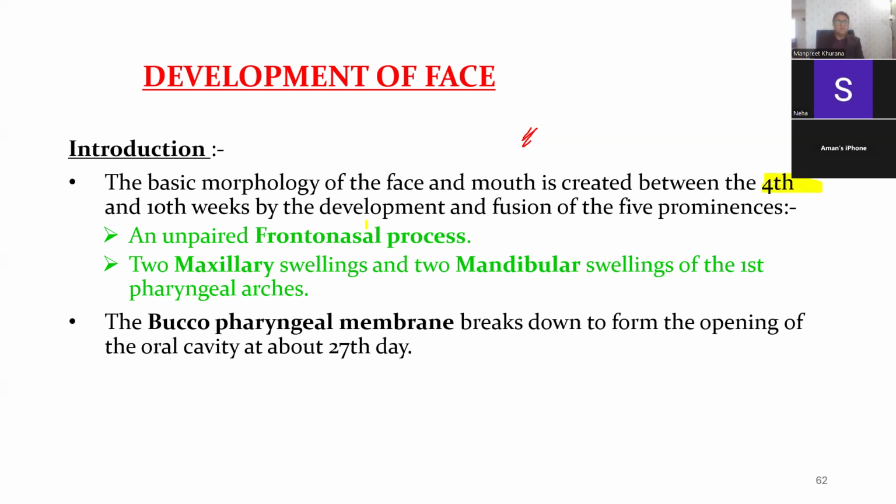Now the basic morphology of the face and the mouth is created between the 4th and 10th week. So what we are going to do now is complete embryology, the full topic, and then we'll start the next topic after the break. There are 5 prominences which are developed. One is the unpaired frontonasal process, 2 maxillary swellings and 2 mandibular swellings of the first pharyngeal arch. Now, the entire face, I would say, is developed only from the first pharyngeal arch, right? The buccopharyngeal membrane breaks on about the 27th day, right? Now you know what the buccopharyngeal membrane is.